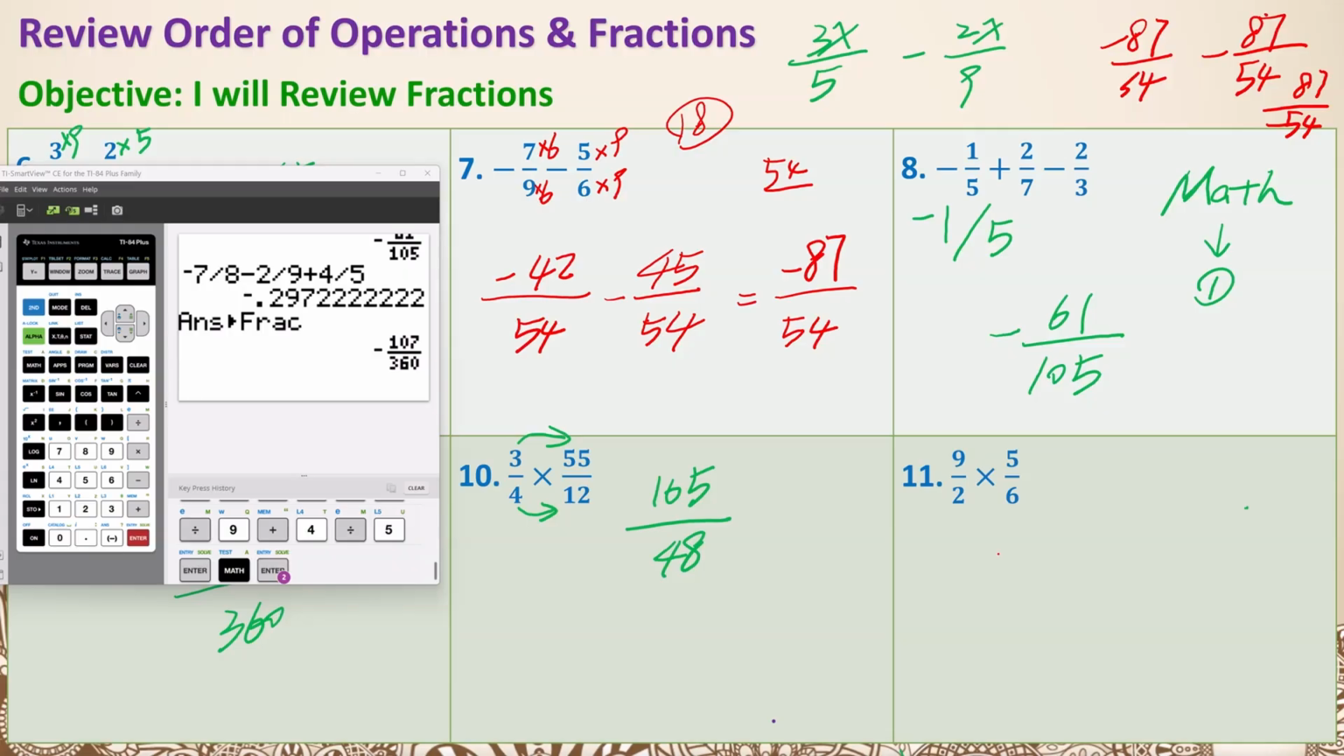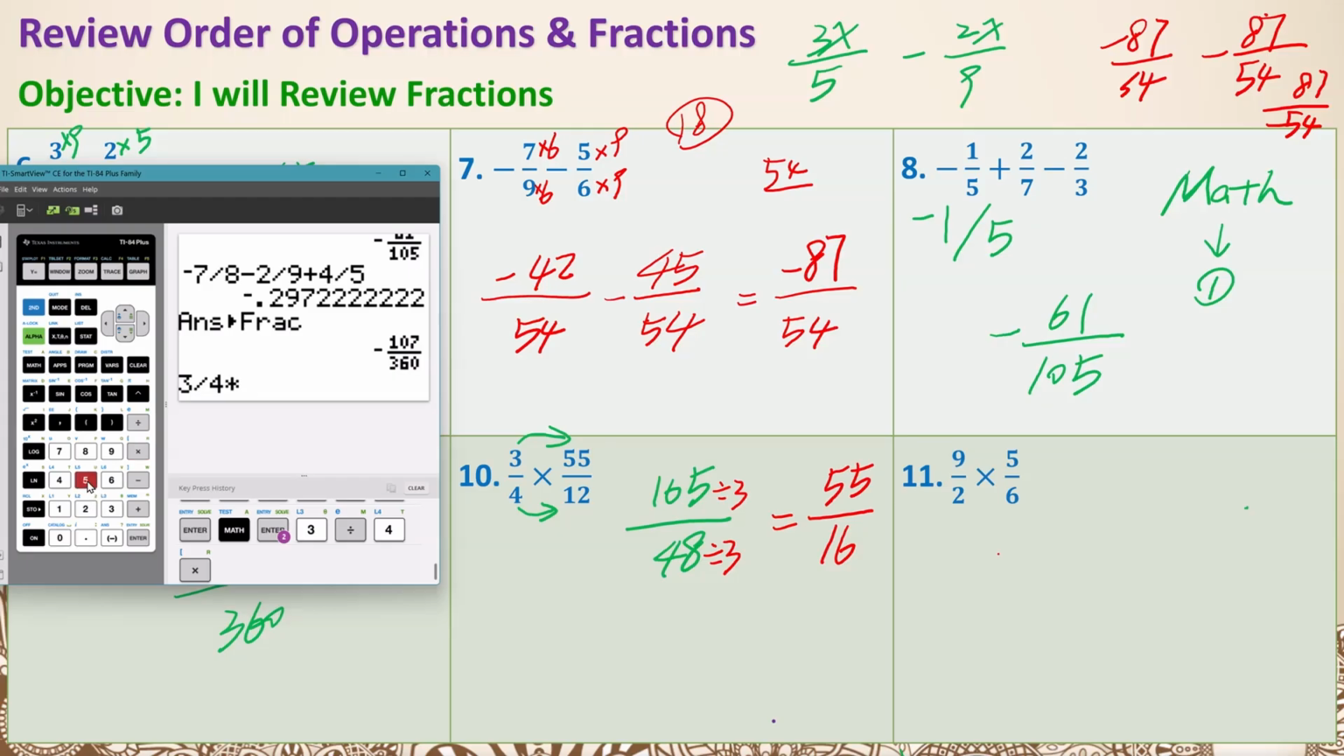The top and the bottom could both divide by 3. So that means our final answer is going to be 55 over 16. Okay, let's also type it in our calculator to see what that's going to do. So into our calculator, we have 3 divided by 4 times 55 divided by 12.